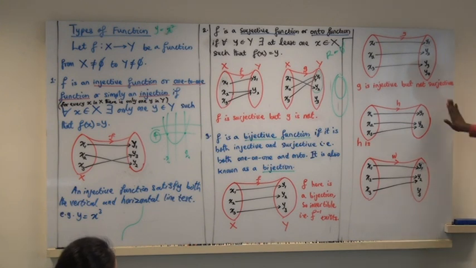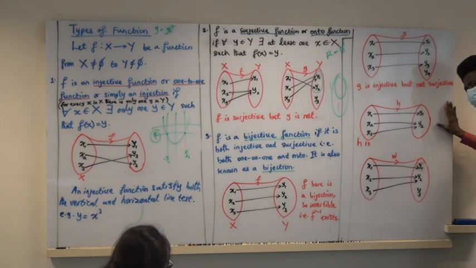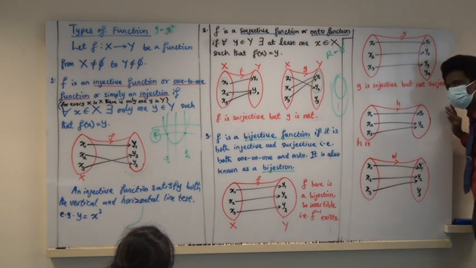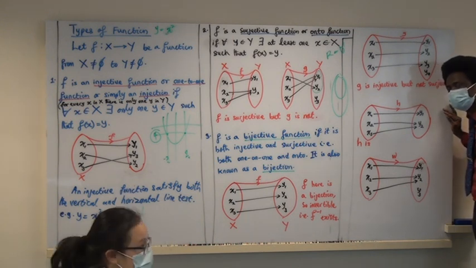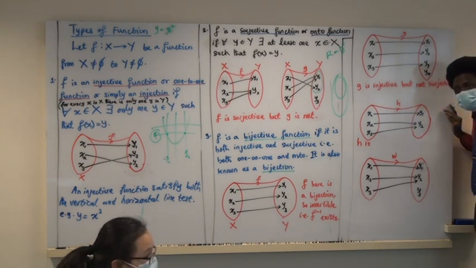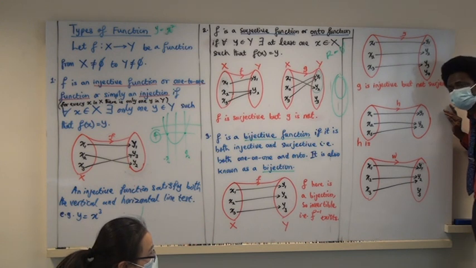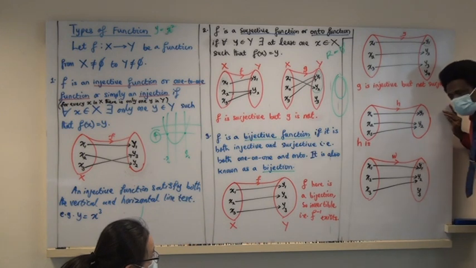Okay? Now let's look at this. Carolina, is this a bijection? No. Why? Speak louder, please, and fast. X3 and X2 have the same one. Because both two X's have the same one.